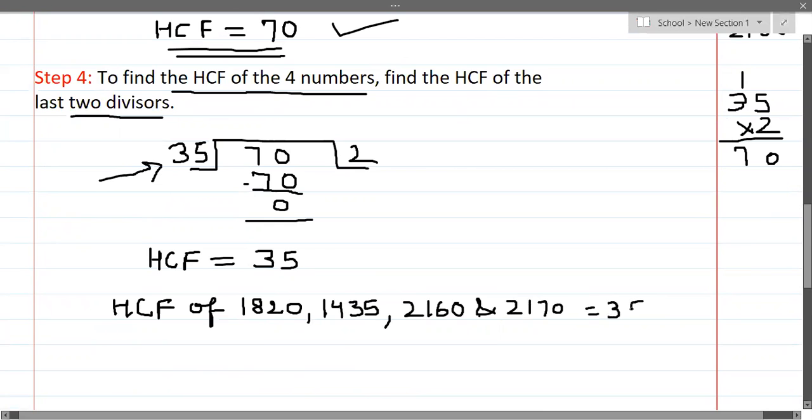You have to solve the questions like this. Find the HCF of the first two numbers, then find the HCF of the other two numbers. The last divisor is your answer for each pair. Then just divide the last two divisors of the given HCFs. Find the final HCF of the four numbers, right?